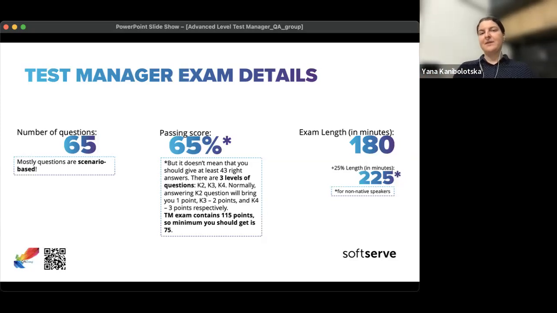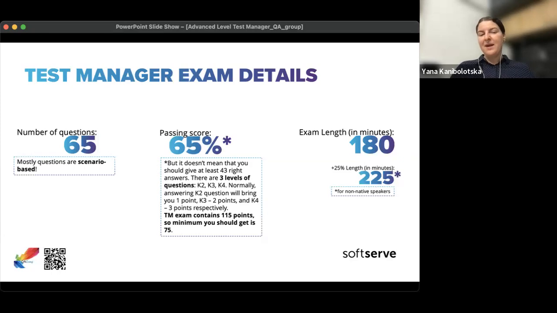And the general number of points you can gain is 115. Sorry, it's 115, but as a minimum, you should get 75.